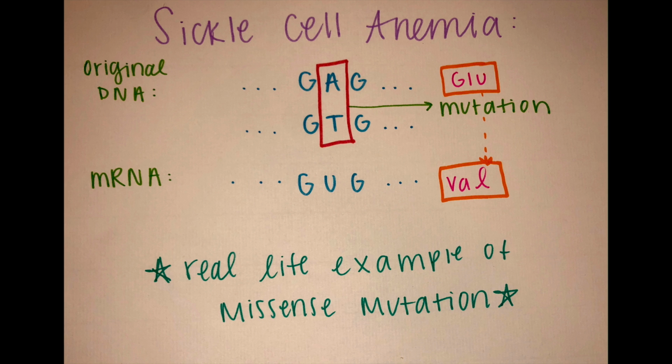Sickle cell anemia is a disease caused by a point mutation of A to T. The amino acid changes from glutamine to valine, making it a real-life example of a missense mutation.